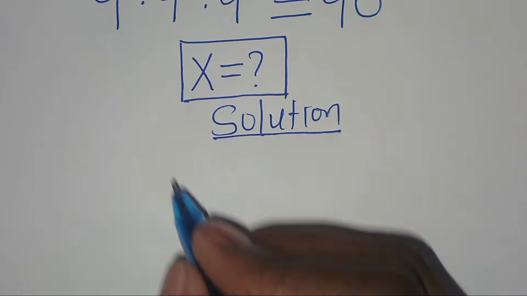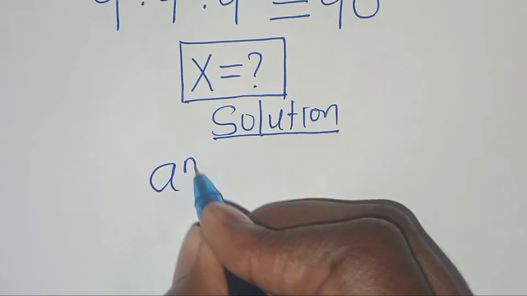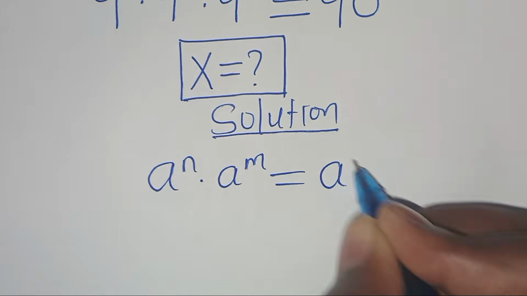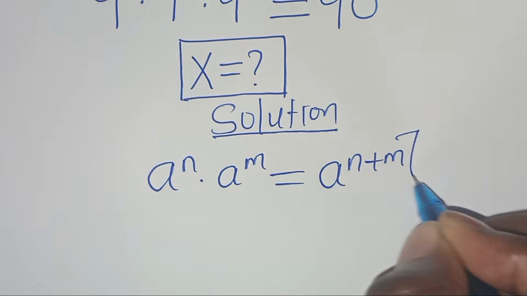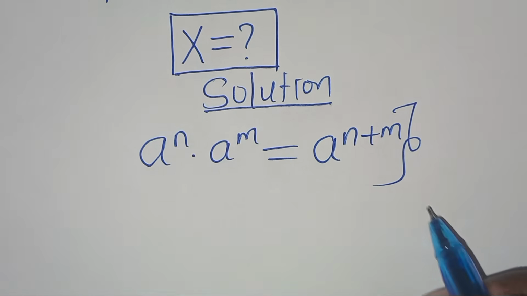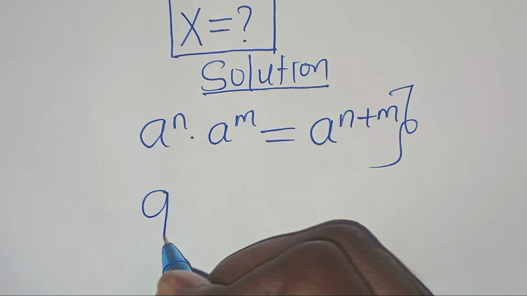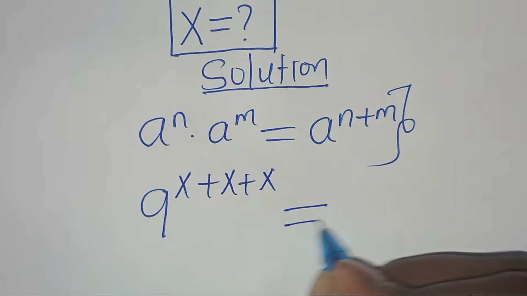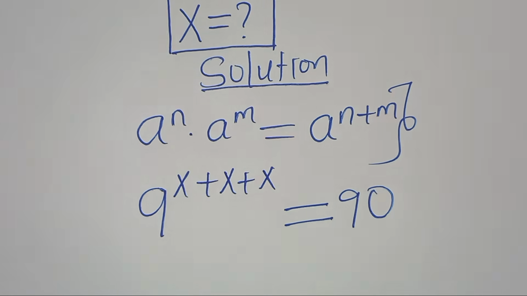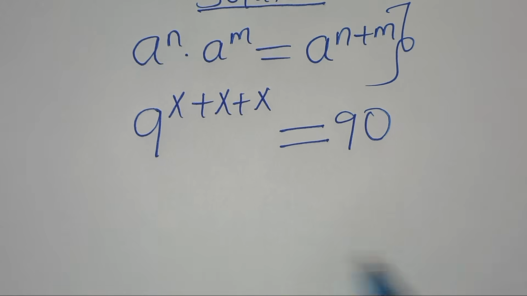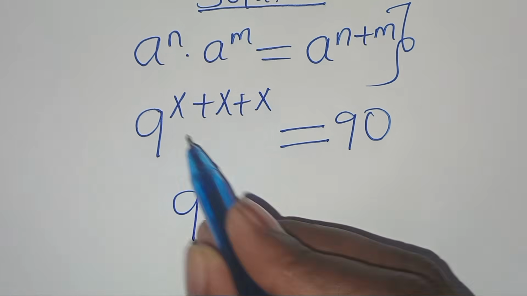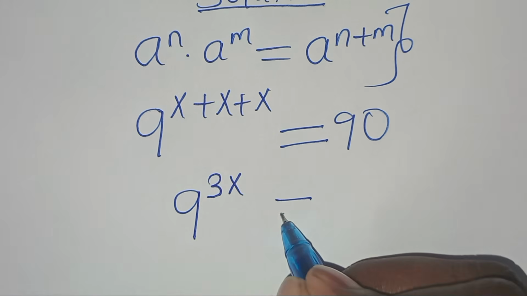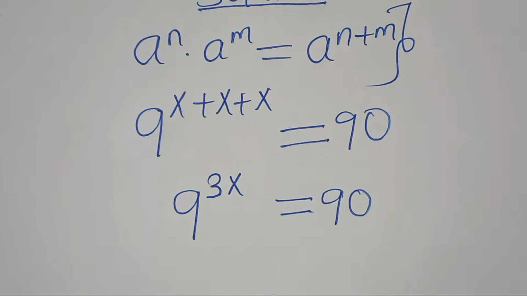So this exponential equation is of the form a to the power of n times a to the power of m, which we can express as a to the power of n plus m. Applying this exponent property, this means we have 9 to the power of x plus x plus x. This is equal to 90. So we have 9 to the power of 3x, and this is equal to 90.